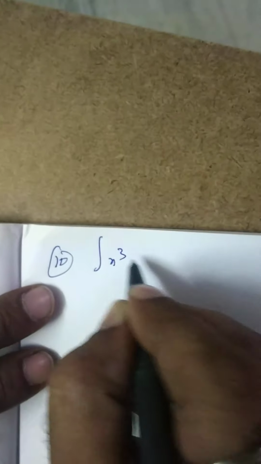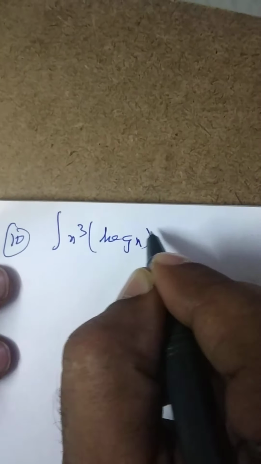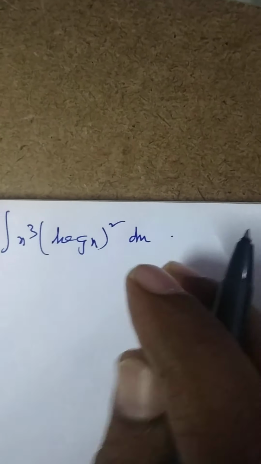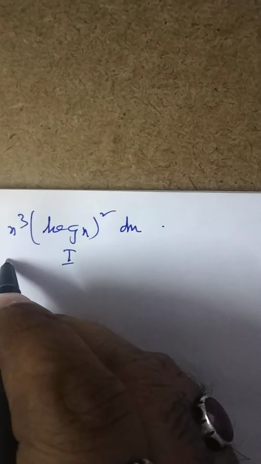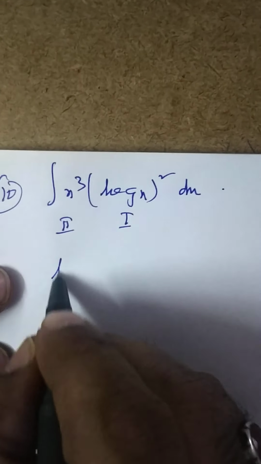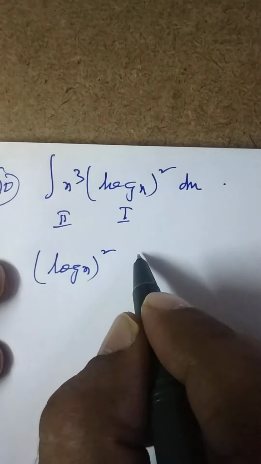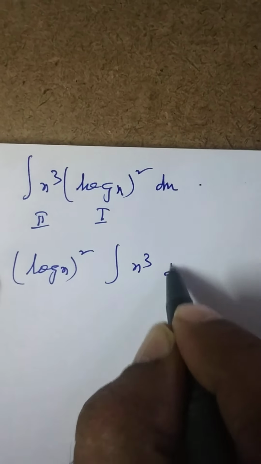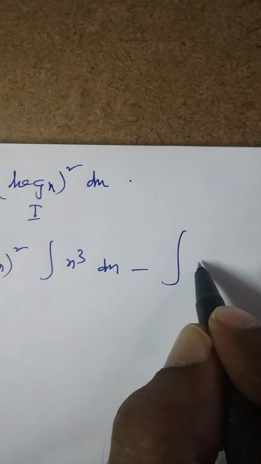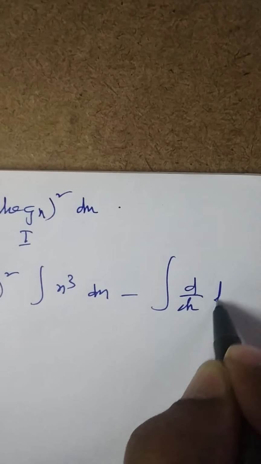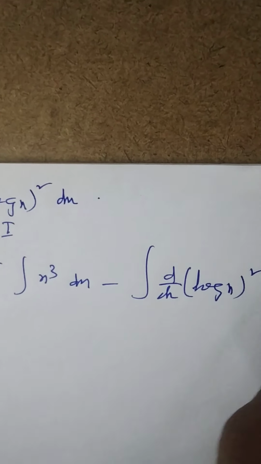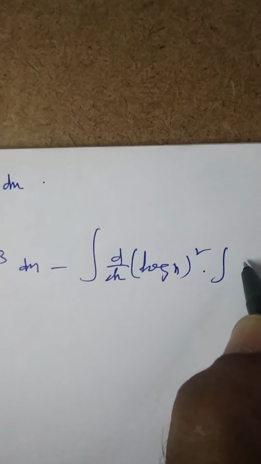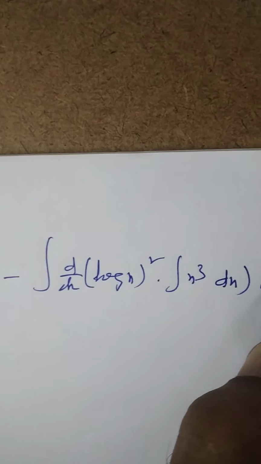Next, last question in this assignment. So the 10th one, integration of x cube into log x whole square dx. So here also I am taking this as the first function, this as the second function. So log x whole square into integration of x cube dx minus integration of d by dx of log x whole square into integration of x cube dx whole dx.